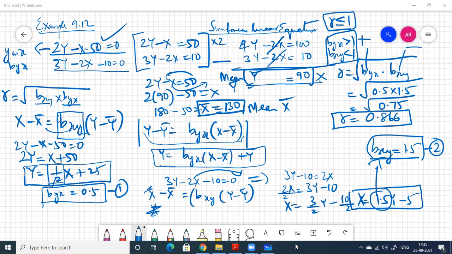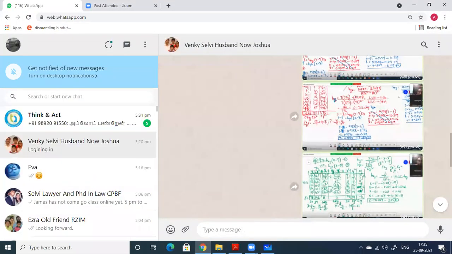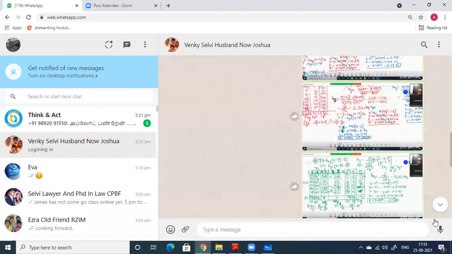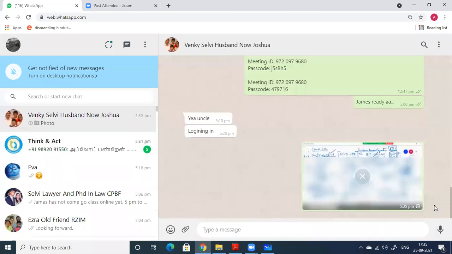So now we got both the equations, and from that we found the coefficient of correlation r equal to 0.866. Okay, it is a very simple sum. It does not have long complicated calculation for everything, so it is done very fast also.